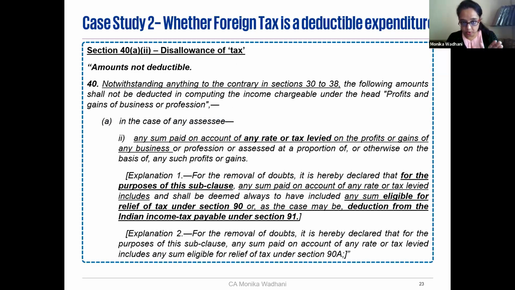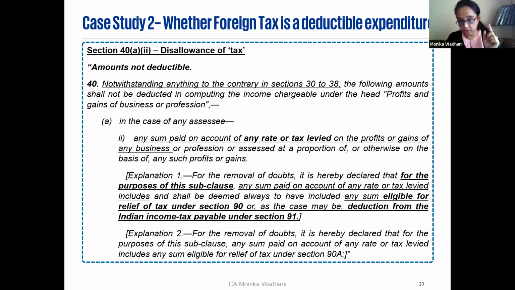And clause number 8, subclause number 2 reads like this: any sum paid on account of any rate or tax levied on the profits or gains of any business or profession, or assessed at a proportion of or otherwise on the basis of any such profits or gains. So the language contained in section 48(2) is that any sum paid on account of any rate or tax levied. Now, for the purpose of this particular section, what is the meaning of the word tax?